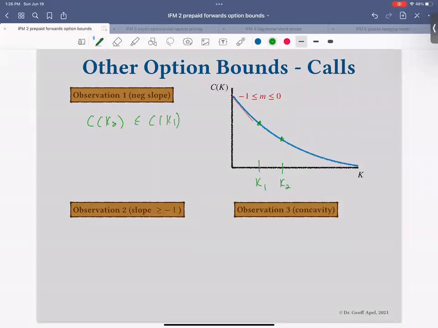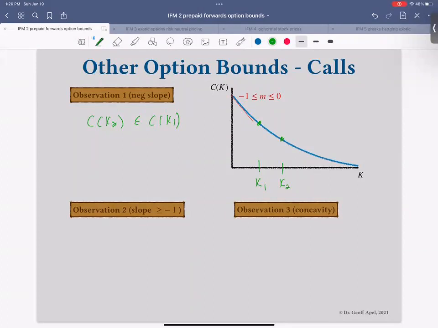Would you rather have a strike of 0 or a strike of 100? You'd way much rather have a strike of 0, because that's going to always pay, versus a strike of 100. The stock has to go above 100 for it to pay. So the lower the strike, the better for a call. So we see that.